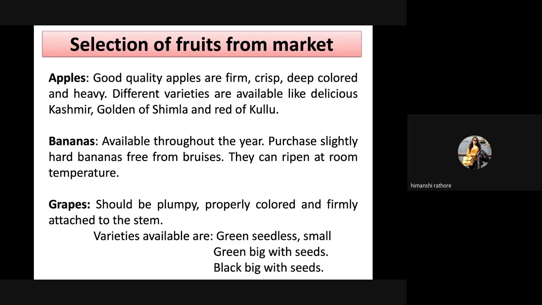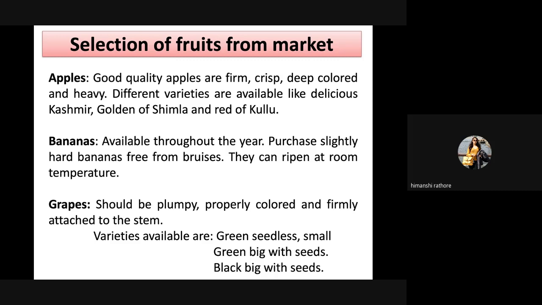If you're talking about bananas, then try to avoid the bananas which have bruises on them, which have turned black, which are overripe. They can ripen at room temperature. So bananas are highly perishable in nature. Those that are green are raw, and those that have turned yellow are ripe ones. But if you are buying overripe ones, you can't have them the next day. So try to purchase those that are fresh.